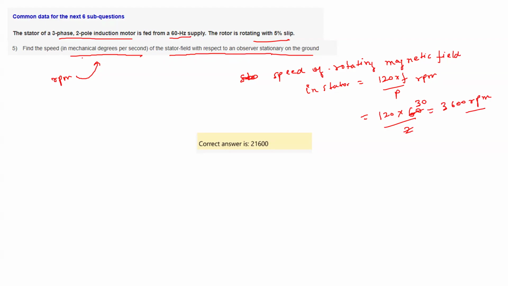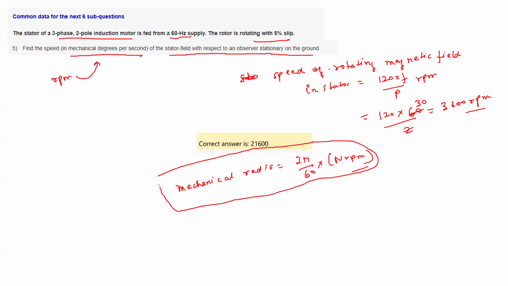But we know that this is in RPM, and they're asking this question in mechanical degrees per second. Now we have to convert this to mechanical degrees per second. First of all, we will convert this to mechanical radian per second. So mechanical radian per second is 2 pi by 60 into n, speed in RPM. This is the relation between mechanical radian per second and speed in RPM. So you will get speed in mechanical radian per second as 2 pi by 60 into 3600.